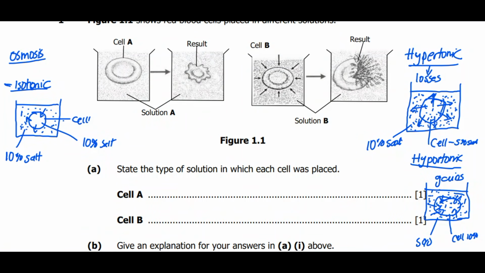So let's look at cell A. So cell A, we can see the result. The result is that the cell shrank. For the cell to shrink, it means that the cell must have lost water molecules into the surrounding. So the solution that causes a cell to lose water is the hypertonic solution. So cell A was placed in hypertonic solution.